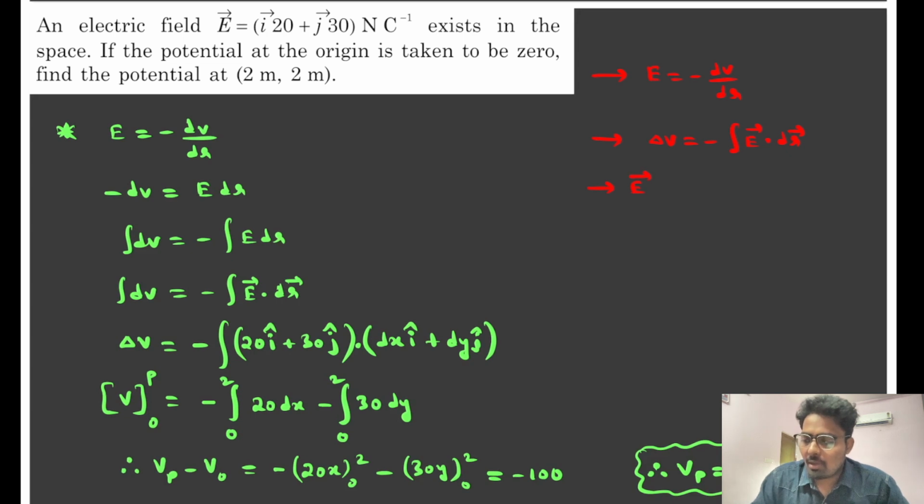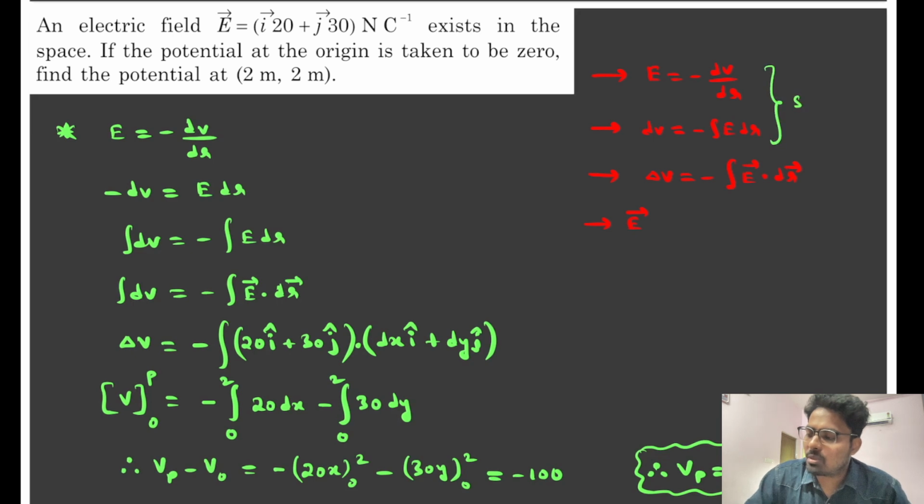When potential is given and you just need to find the scalar form of electric field, then this is fine. Or else when electric field is given, basically there are a total of 4 models that are possible. Similarly, dV is simply written as minus integral E dr. So the first 2 models are dealing with both scalar.